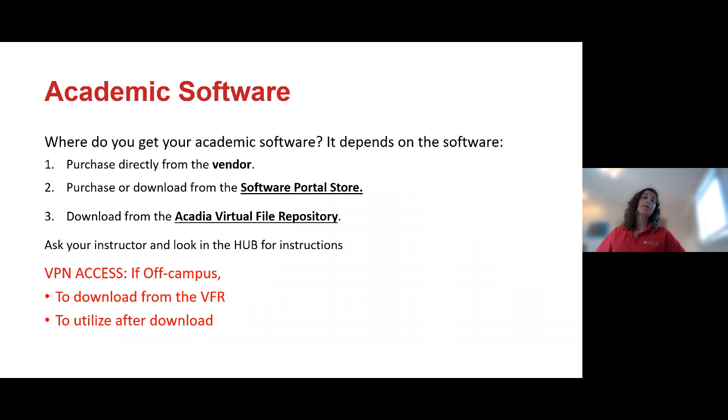The second place you can go is a software portal store, and that will let you actually purchase or get some software for free depending on what it is. An example of this would be SPSS, which is a statistical software package that you'll need for some of your classes, more on the social sciences and business side. Also from this store, you can get a free copy of Windows. So if you've purchased an Apple laptop and you need Windows for some of your classes, this is a place to go get it.